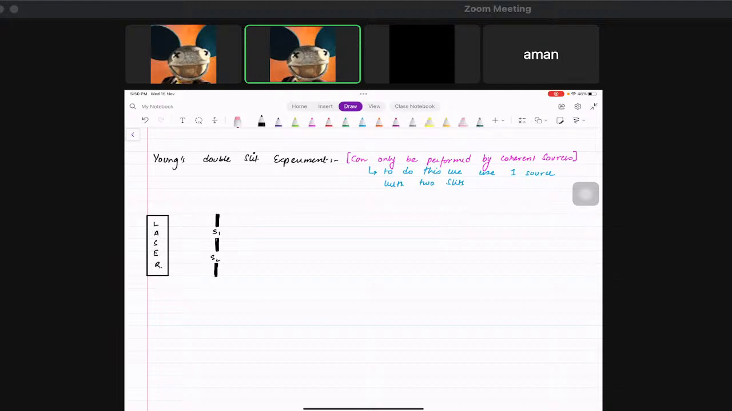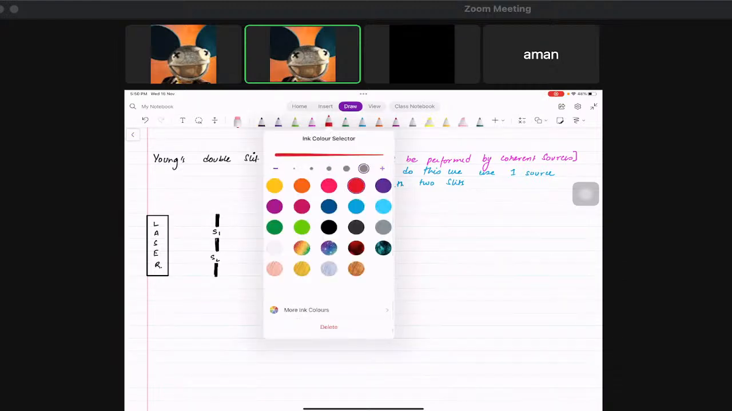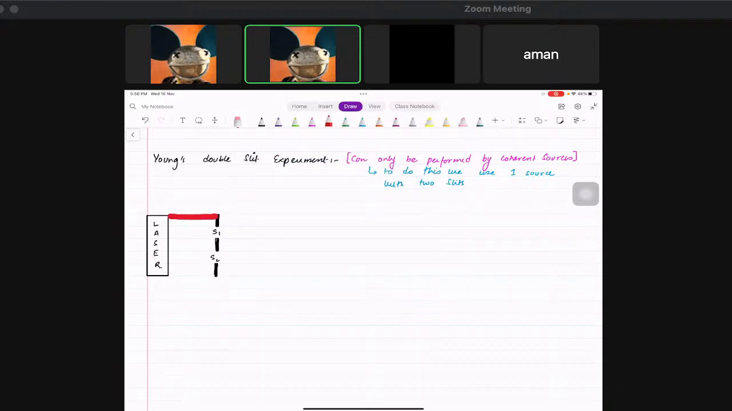And now the light is like this again. Oh my god, this is extreme. I'm not very good with coloring, I guess. Suppose this is the source of light that is going to pass through the slit.